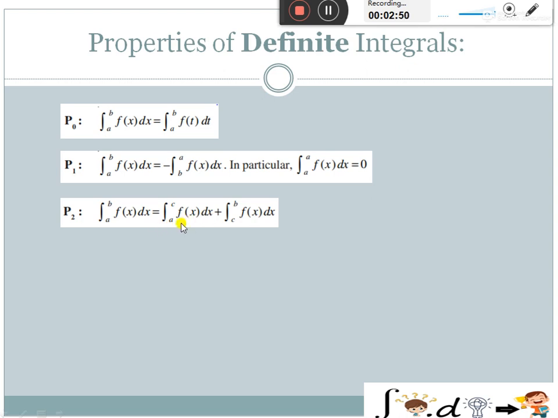इसका प्रूफ बहुत इजी है, अपनी बुक में से इसको कर लेना. And now we have the next one, integral a to b fx dx is equal to integral a to b f of a plus b minus x dx.